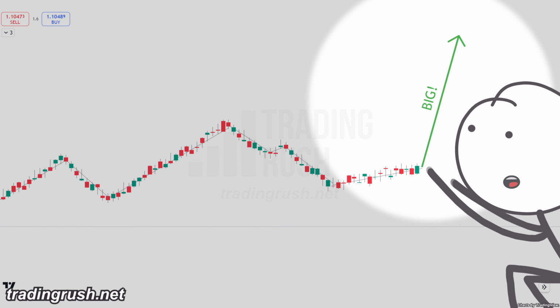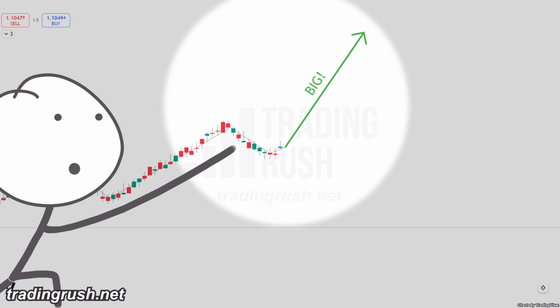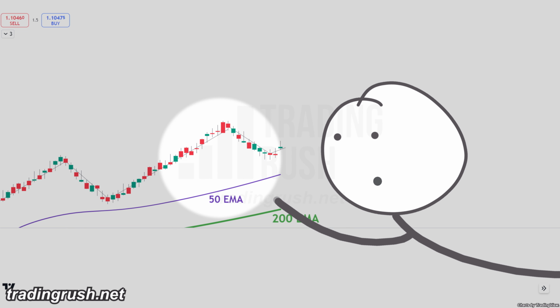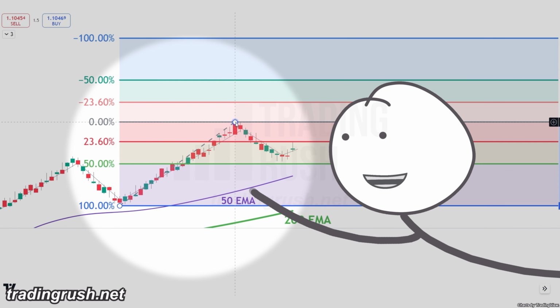What if there was a higher probability of the price moving above the swing high? That's where the negative Fibonacci levels we added earlier come into play. Here's how I used it. Step 1. Identify the direction of the trend using the 200 EMA or news or whatever is moving the price. Step 2. Identify if the trend is strong or slow using the 50 EMA. Step 3. If it's an uptrend, I would place the Fibonacci tool from the swing low to the swing high.